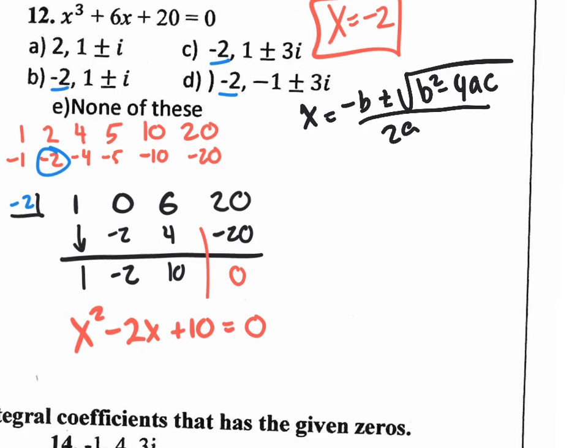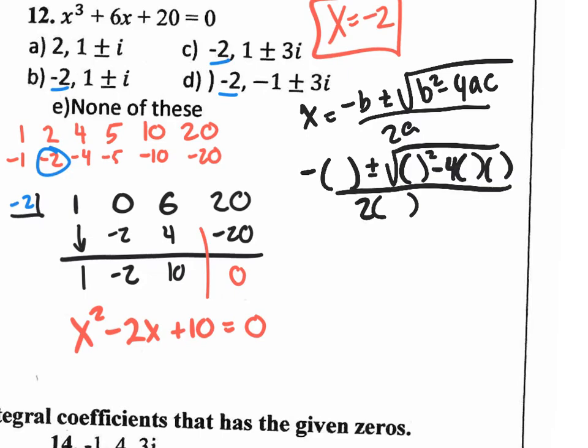There's your quadratic formula. When you use the quadratic formula, please replace your B's, your A's, and your C's with parentheses. So our A value is 1, our B value is negative 2, and our C value is 10. So let's plug in our B value of negative 2 right there and right there. The A value of 1 down there and up here, and the C value of 10 right there.